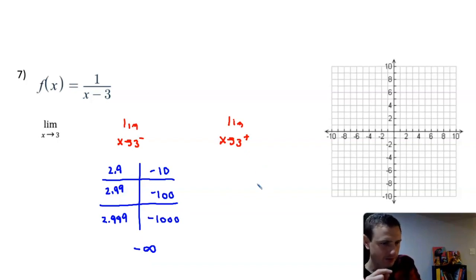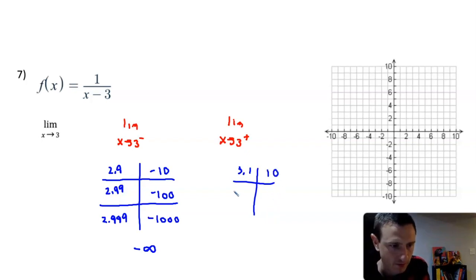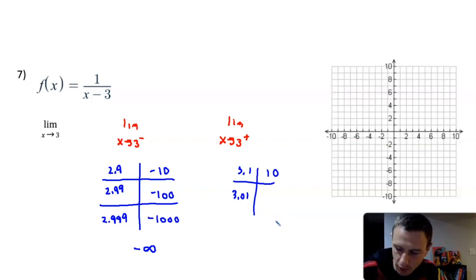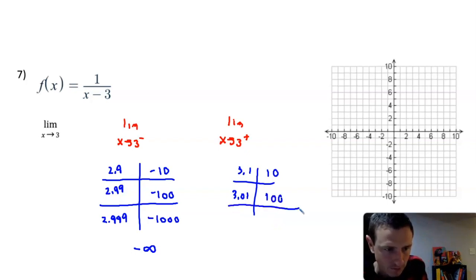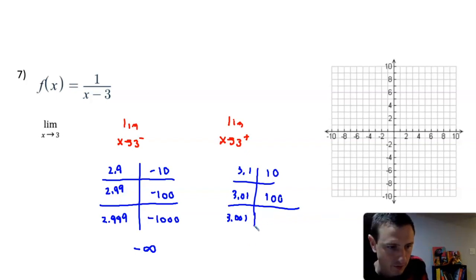Let's look at to the right. Let's see what's happening from the right of this value. So let's start off with 3.1. So as we approach 3 from the right, 3.1, so 1 divided by 3.1 minus 3 is 10. Then we're going to do 3.01. So 1 divided by 3.01 minus 3 is 100. And then we're going to do 3.001. So 1 divided by 3.001 minus 3 is 1,000.